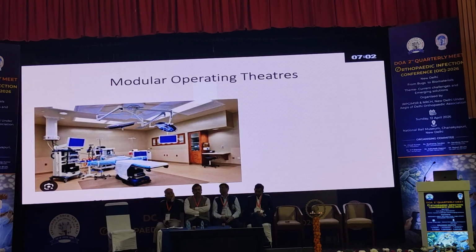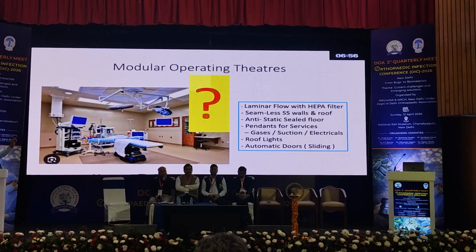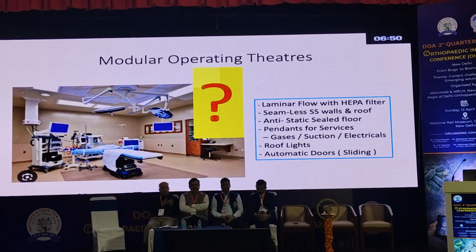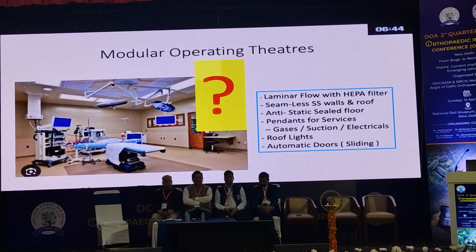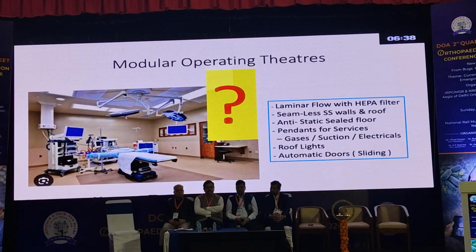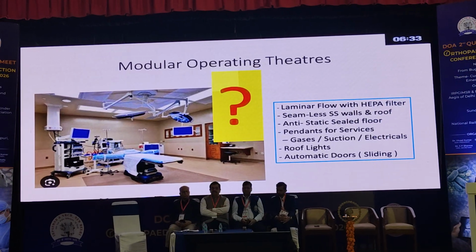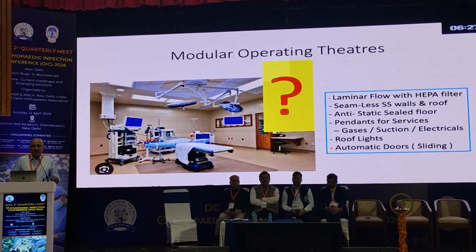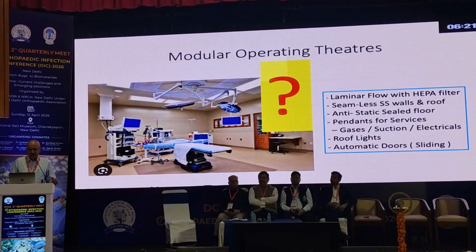All youngsters are with this term modular operation theater. What does that include? The modular operation theater has these components: the laminar flow with the filter. It should have seamless SS walls, both up to the roof. The floor should be anti-static and sealed. No tiles, no crevices. Preferably, there should be pendants so that your suction machines are not going in and out. Roof lights should be attached, and preferably there should be automatic doors. We have these days mechanical doors. You don't need sliding doors. Even closing normal doors can have very, very heavy duty door closers.